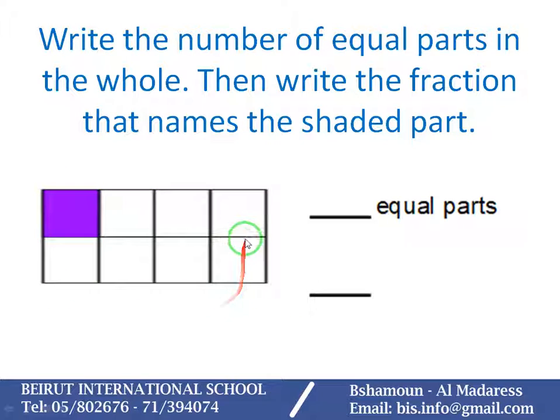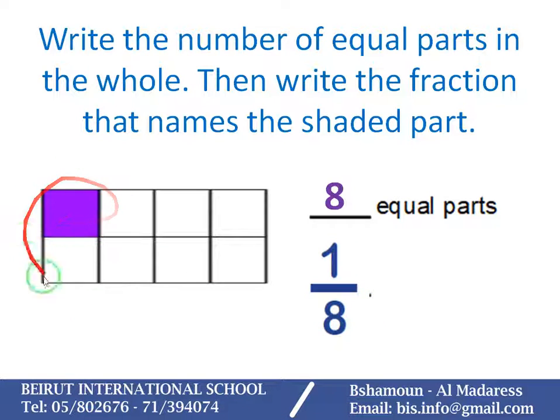What do we have? We have a shape and it's cut into 8 equal parts. So what is the number of equal parts? 1, 2, 3, 4, 5, 6, 7, 8. It's 8. Now, let's write the fraction. Fraction means to write the number of shaded parts from the whole. We have 1 out of 8. We have one part from the 8 parts. 1 out of 8. How do we read the number? 1/8. 1 out of 8.